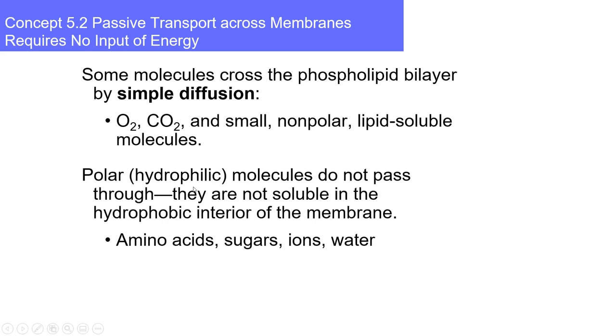Polar hydrophilic molecules cannot pass through a membrane with ease. Now, eventually, over time, they can. It takes a lot of work, not in terms of energy, but it just takes a lot of time for them to actually make it through. They're not soluble with a hydrophobic interior, so things like amino acids, sugars, ions, and water cannot cross easily.